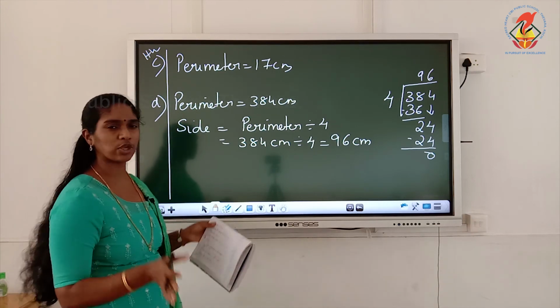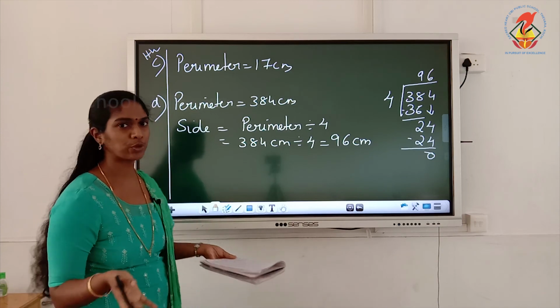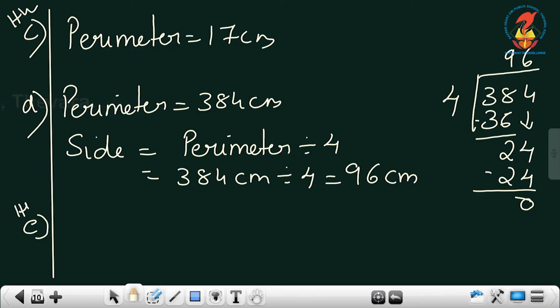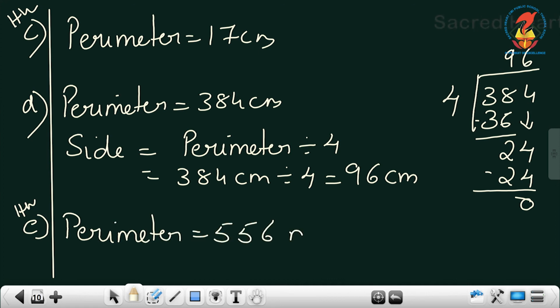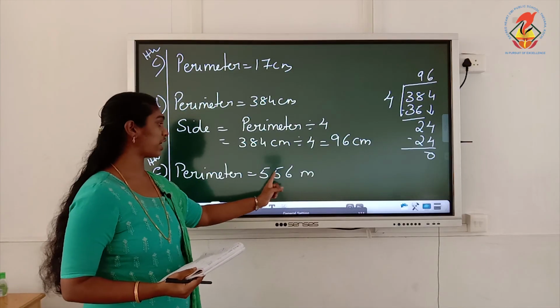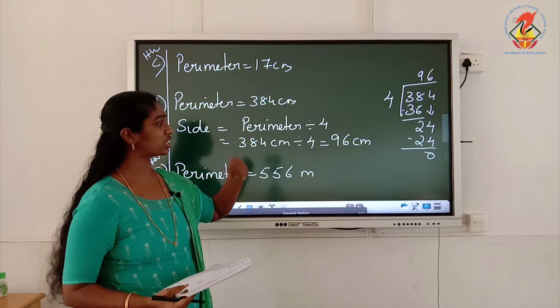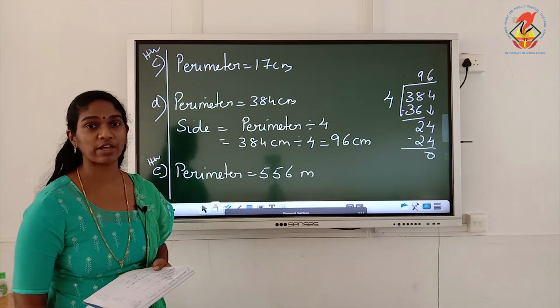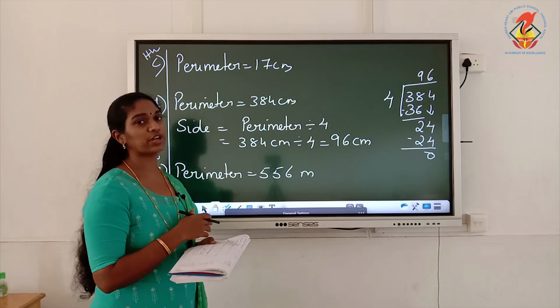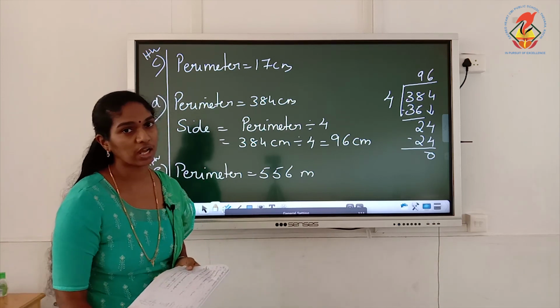Okay. Every question you just have to divide with 4. You need to know only 4's table. Okay. So I will give you one more homework question, children. Perimeter equal to 556 meter. Here the unit is meter. Perimeter is 556 meter. So answer should be given in meter. Side of the square will be in meter. Okay children. So what unit is given in the question? Same unit you have to give it in the answer.